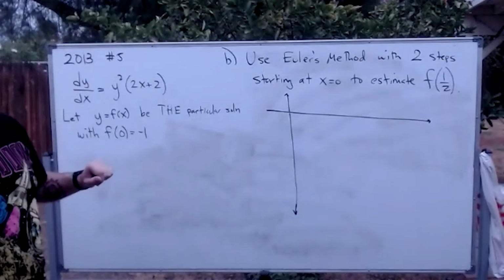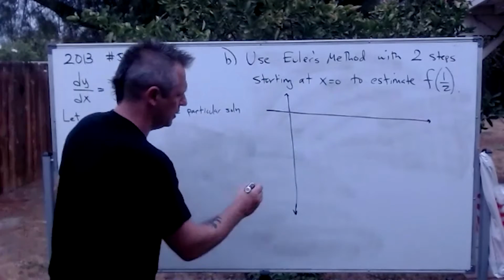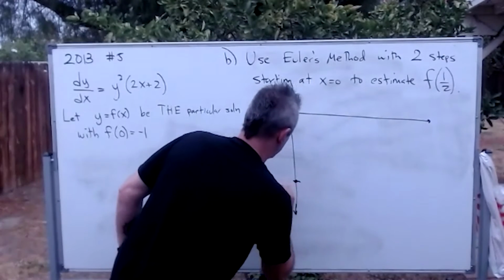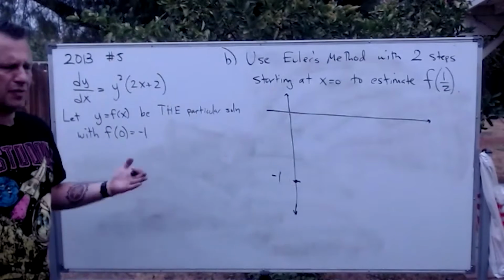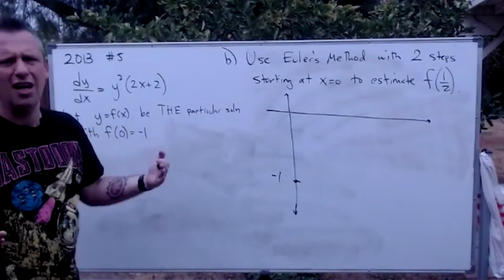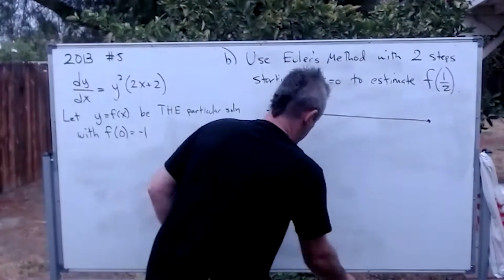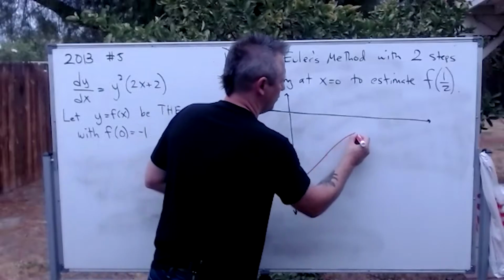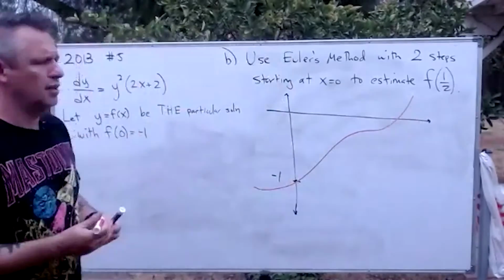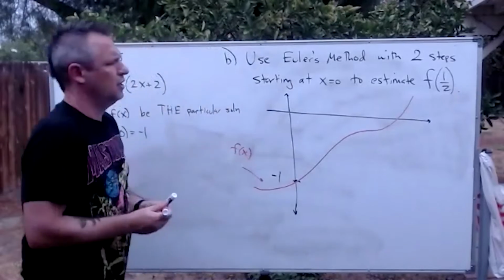It's the solution to this differential equation that happens to pass through the point (0, -1). So here we are at (0, -1). Now, I don't know what f looks like. I don't really have any idea. I'm just going to draw something, okay? Perhaps this is what f actually looks like. Who knows? I'm just drawing something here. Maybe f looks something like that. Maybe this is f of x.